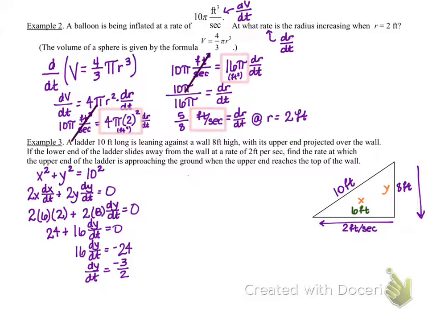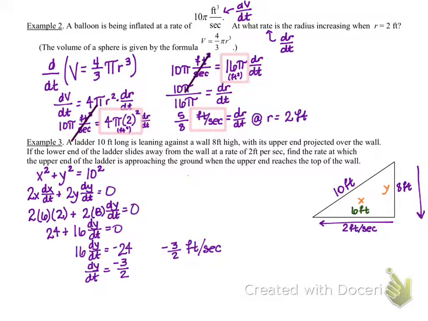We've got to go back and think about our units. Again, I don't like to put in my units until the end. So what's our actual question? Find the rate at which the upper end of the ladder is approaching the ground. Negative 3/2. I just pushed a button. Okay. Negative 3/2 feet per second is how fast the ladder is moving down that wall.